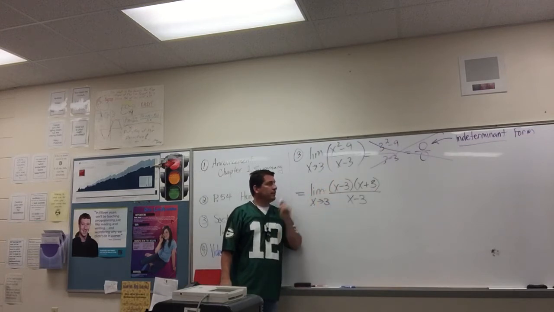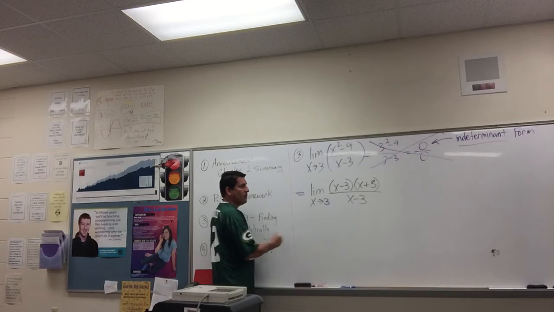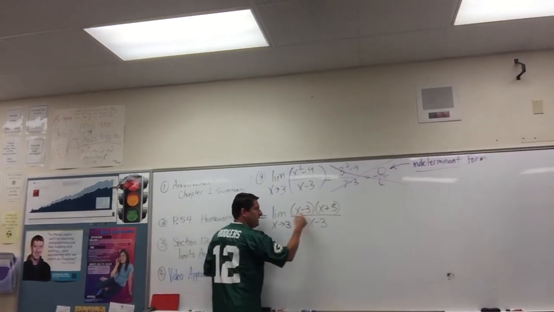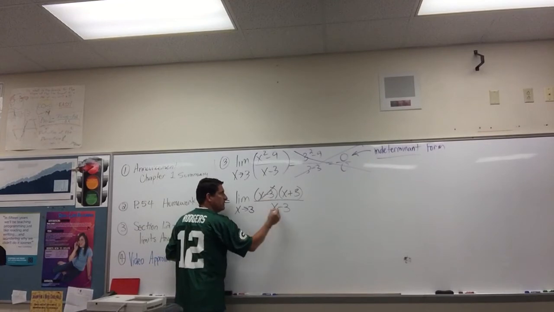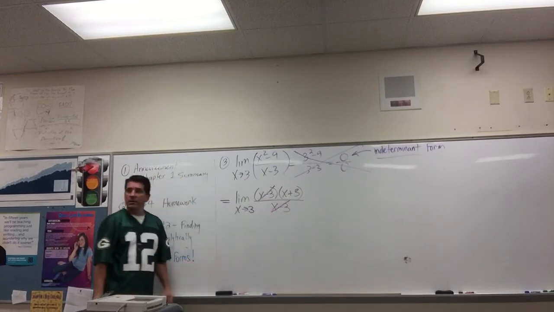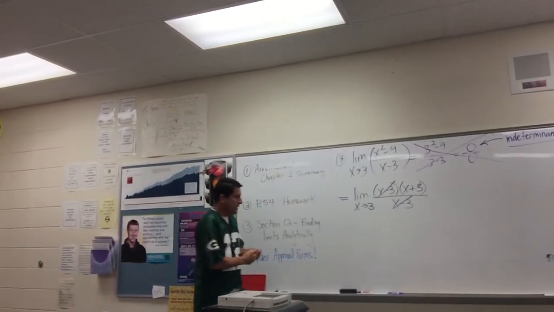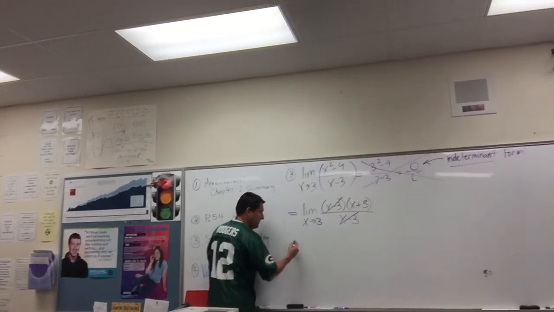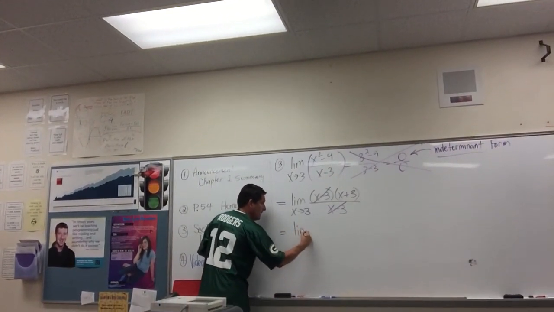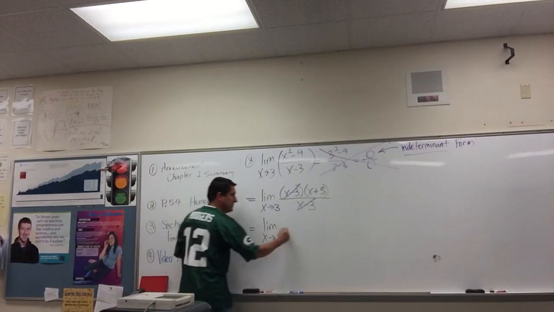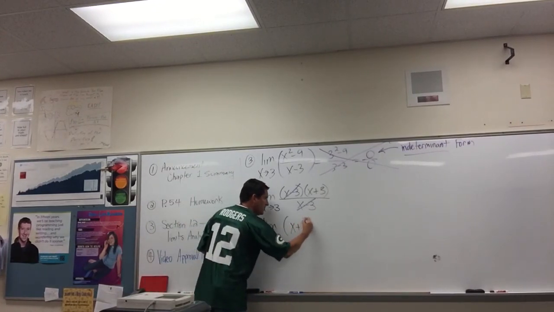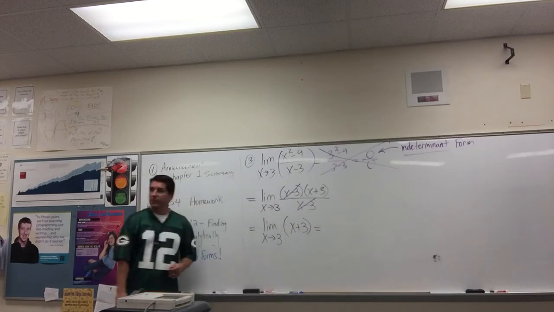Because the numerator is now factored, we can look for the factors that are going to cancel. Here, x minus 3 divided by x minus 3 is 1. So that gets replaced with 1. And this limit then gets replaced. What we're doing here is trying to find the limit as x approaches 3 of this new function, which is just x plus 3.